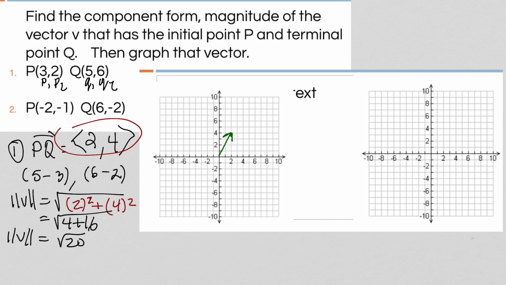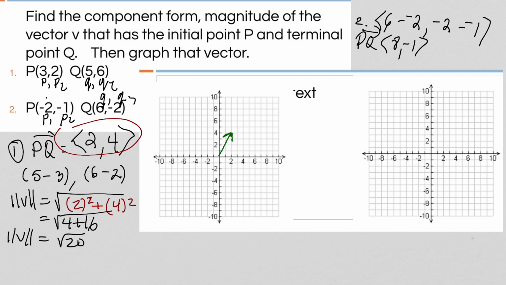All right, let's try number 2. So number 2 says I'm going to be taking my Q1, subtracting it from P1, and I'm going to be taking my Q2 and subtracting it from P2 there. So we're going to be doing 6 minus negative 2, and then negative 2 minus negative 1. So I get it to be 8, comma, when I add those two together, I get it to be negative 1. So this is my component form for PQ.